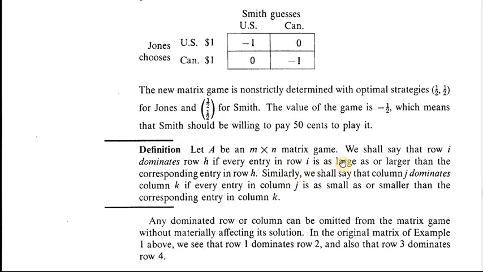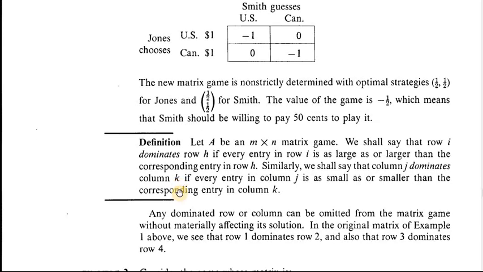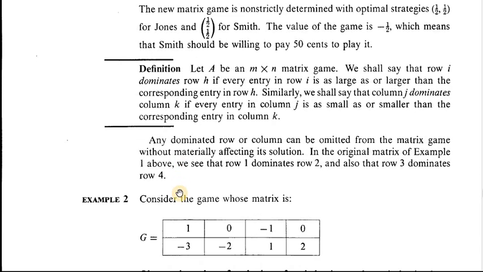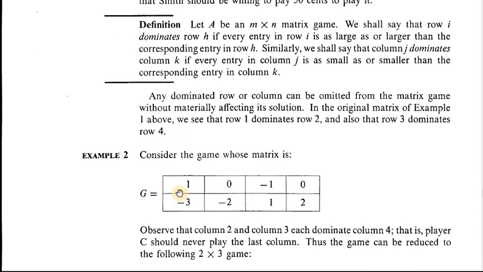The mathematical definition of dominated strategy is as follows. We say that row I dominates row H if every entry in row I is larger than the corresponding entry in row H. Now, we can also have dominated column strategies. Column J dominates column K if every entry in column J is as small or smaller than the corresponding entry in column K. So that means that you'd always choose column J instead of column K. You don't even need to consider column K. So that's a good way to reduce your options and get an easier matrix.